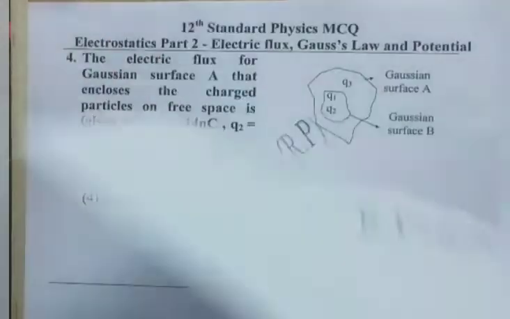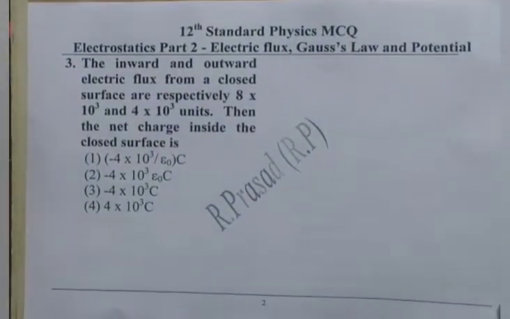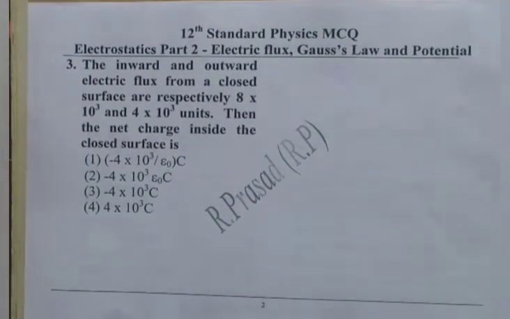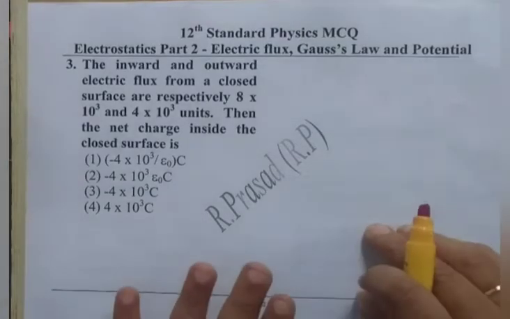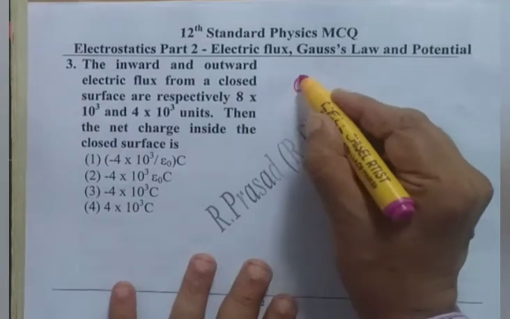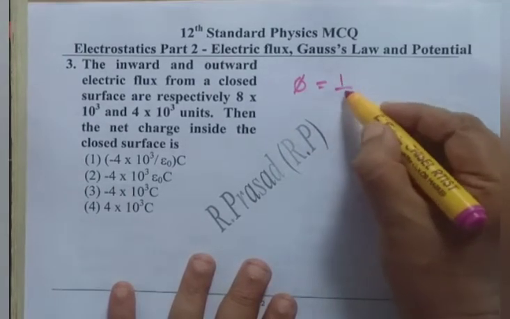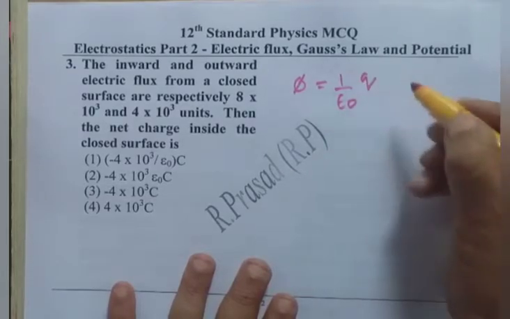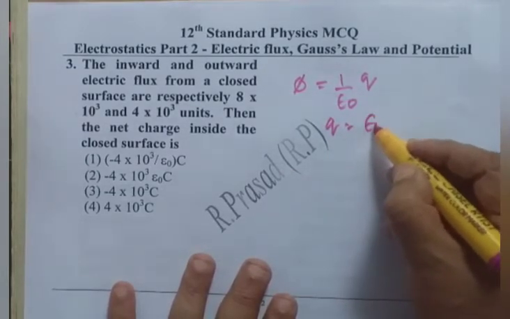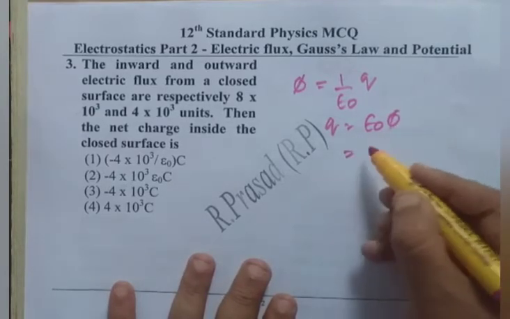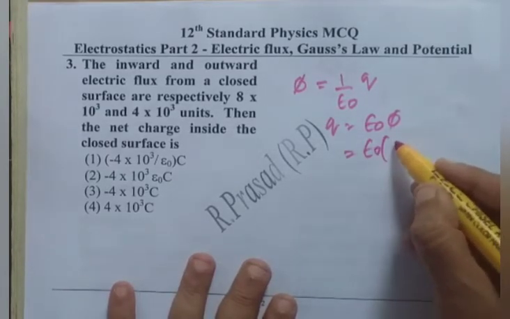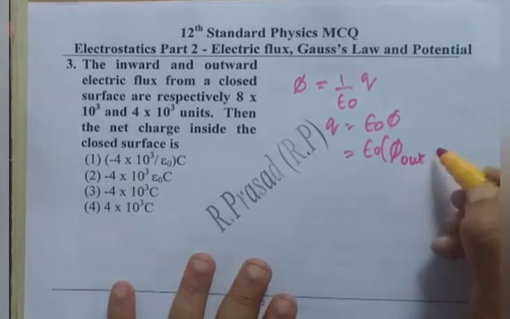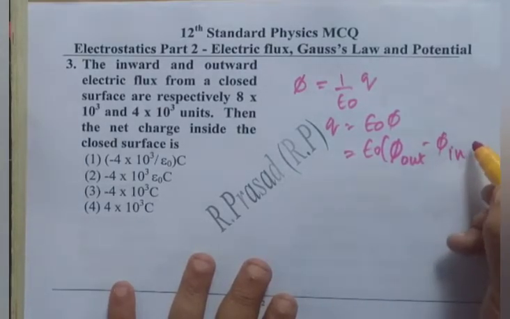Going for the third question now, we read, the inward and outward electric flux from a closed surface are respectively 8 × 10^3 and 4 × 10^3 units. Then the net charge inside the closed surface? We simply apply Gauss law, phi equals 1 by epsilon naught q. Therefore, q equals epsilon naught into phi. But phi is the net outward flux. Therefore, I write phi outward minus phi inward.